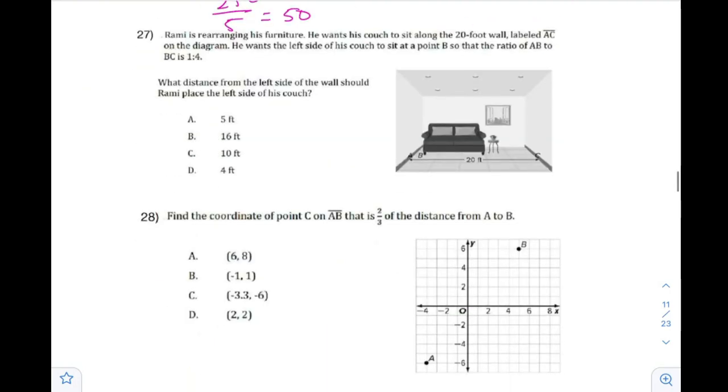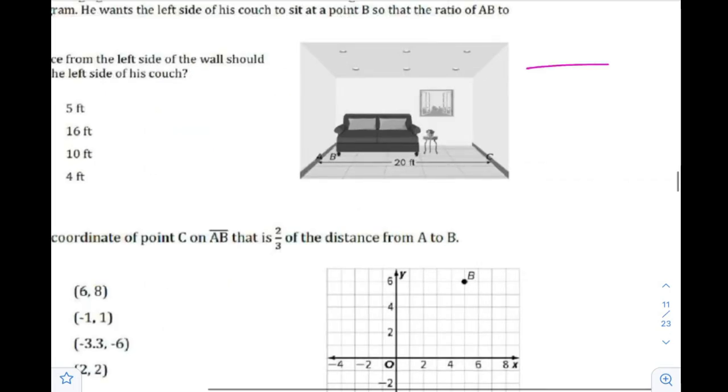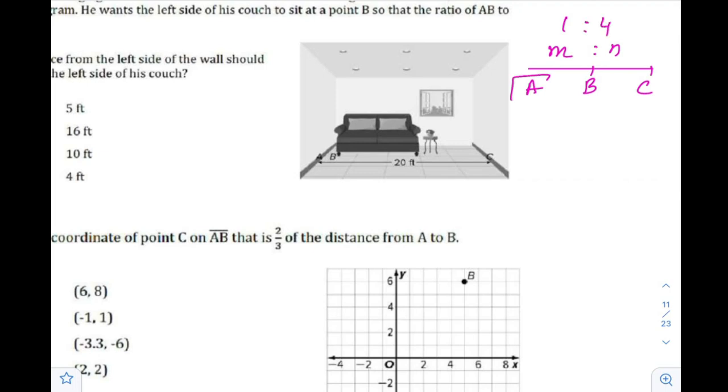Another real life application with Rami. Rami is rearranging his furniture. He wants his couch to sit along the 20-foot wall labeled AC on the diagram. He wants the left side of his couch to sit at a point B so that the ratio AB to BC, he's telling you AB to BC, so this is the ratio, M to N, which is 1 to 4. This is the starting point, this is the end point.